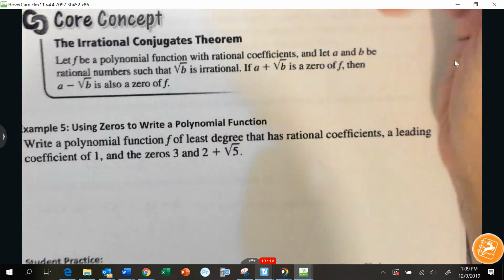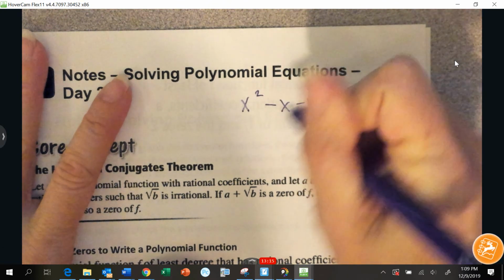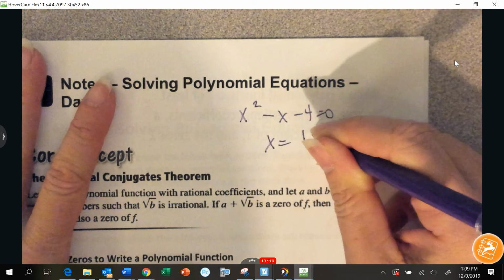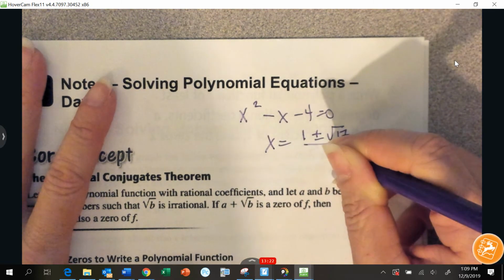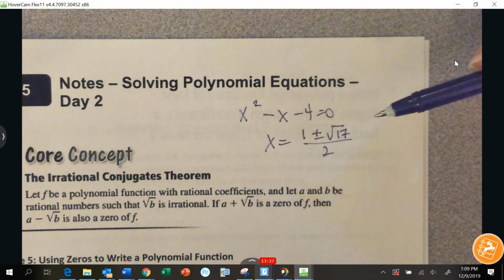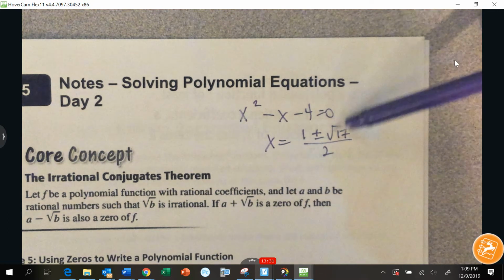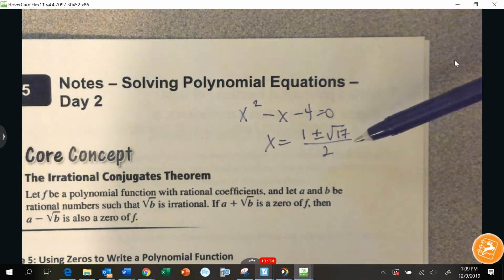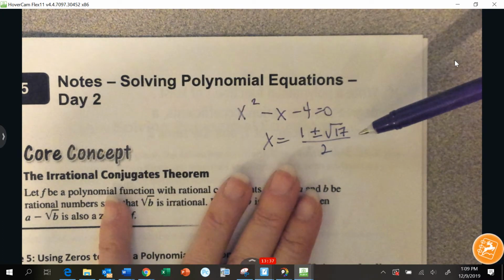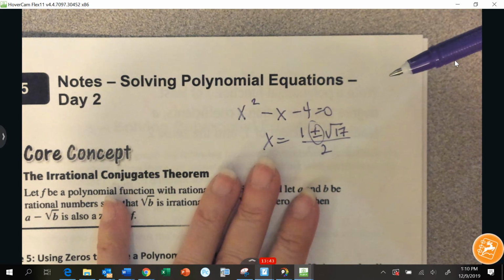You guys know when you have a quadratic, like we just had x squared minus x minus 4, and we solved it, and we got plus or minus square root of 17 over 2? If I have a radical answer, one of my x-intercepts will never be by itself. It always has one plus and one minus.